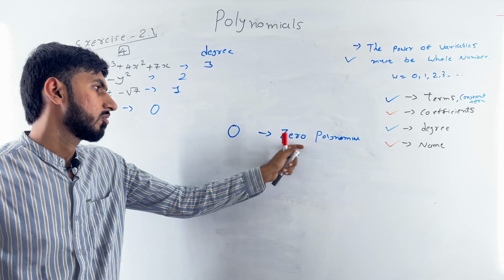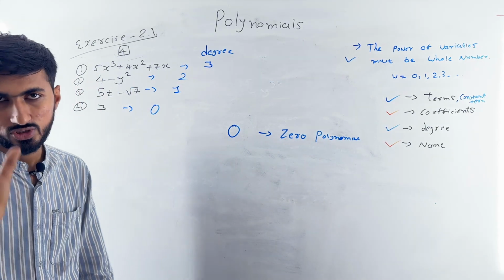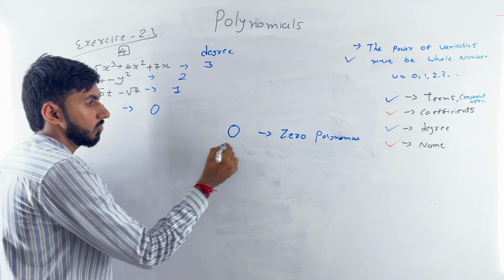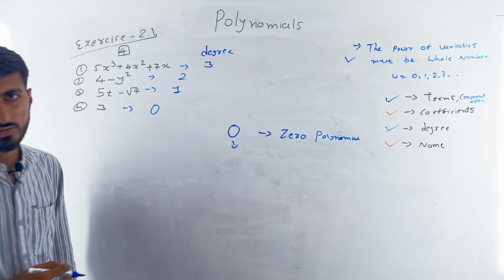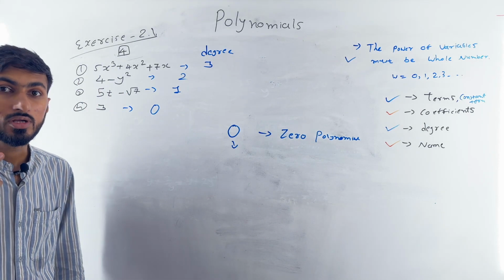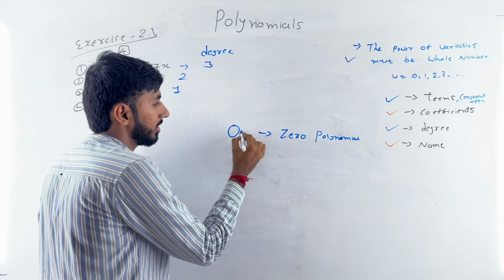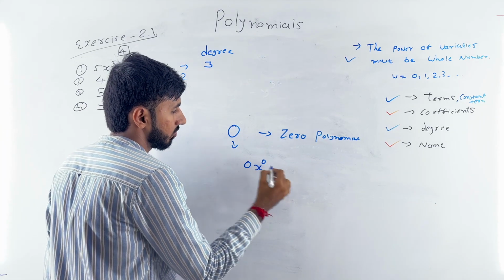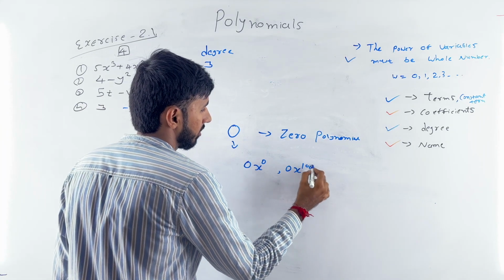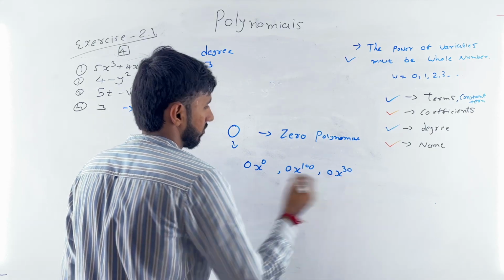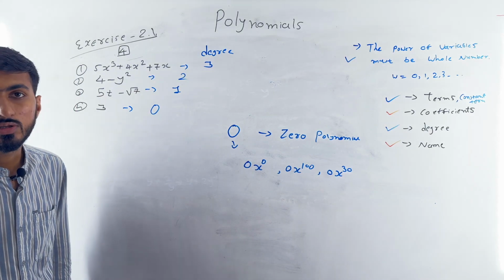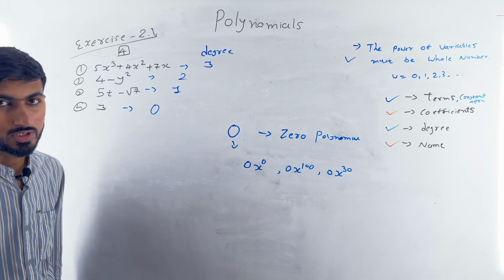It is a special type of polynomial. 0 polynomial means there should only be a 0. Now, what is the degree for this? If you see, I can write it as 0x power 0 or 0x power 100 or 0x power 30. Right? Whatever you want. The answer will be 0 for all of these, right?